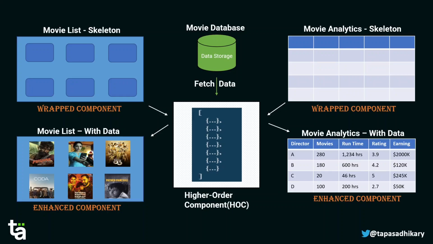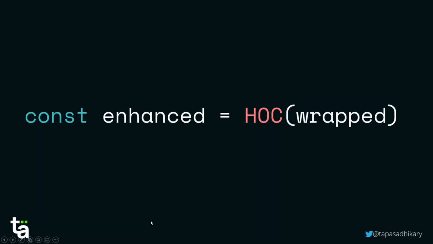The movie example that we have seen here demonstrates that it has enhanced this particular component. It has taken the component as an input and returned the enhanced component with the data. A similar thing is happening on the right side as well. So I hope that with this example, you are now able to understand what exactly a higher order component is and what it is for. The syntax for a higher order component is as simple as this.